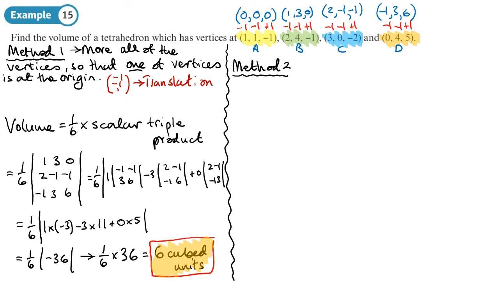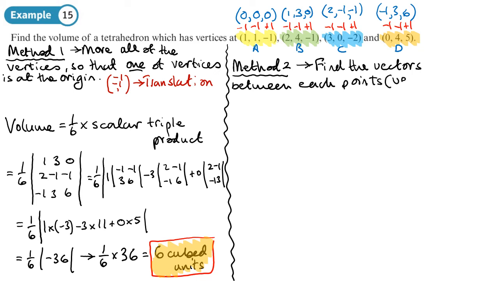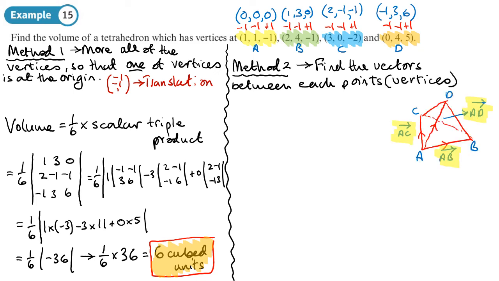vectors between each point. Okay, so method number 2, find the vectors between each point, or each of the vertices. Okay, so there's my drawing of my tetrahedron, and to find the volume I need these three vectors, so I could call them like A, B and C. Now remember, because they're cyclic, the scalar triple product, it doesn't matter which one I call A, which one I call B and which one I call C.